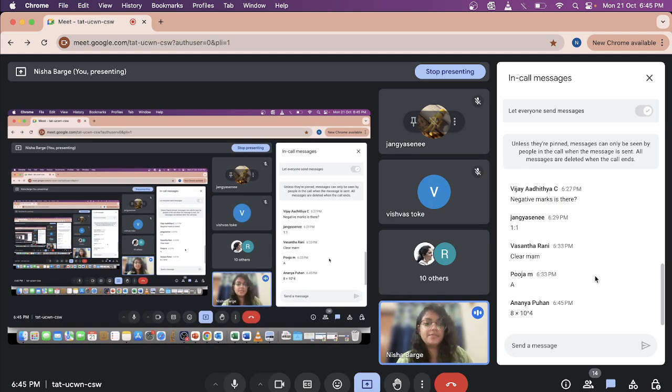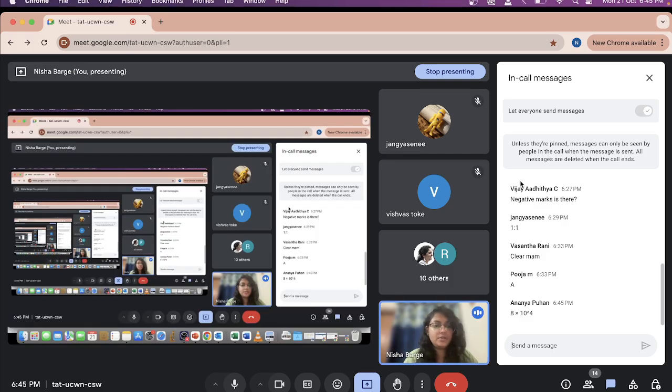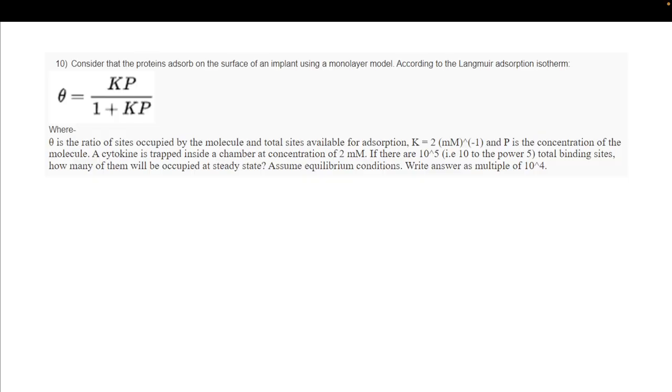Okay, yeah, so one answer we have got is 8 into 10^4. Whenever you are entering the answer in the system, you just have to write 8 if that is your answer, because the question already asks us to answer as a multiple of 10^4. So I'll consider your answer as 8 here. Thank you for answering. Does anybody else have a response or want to give this a try?